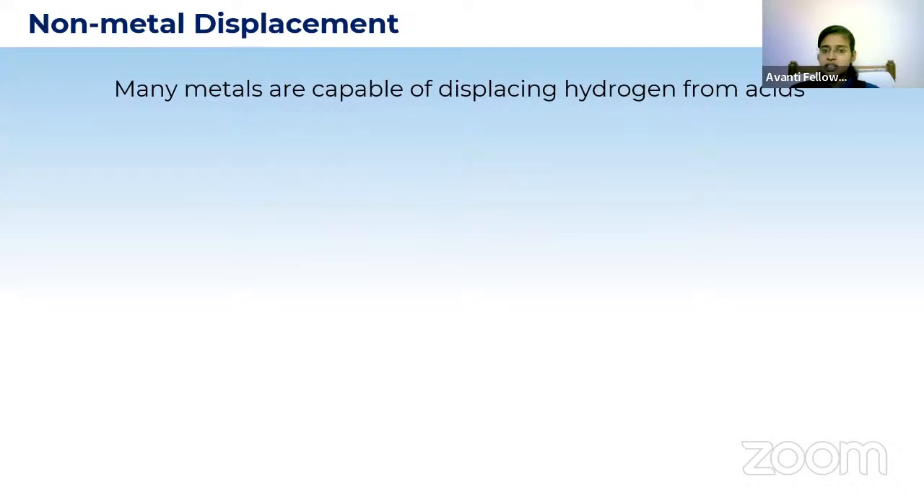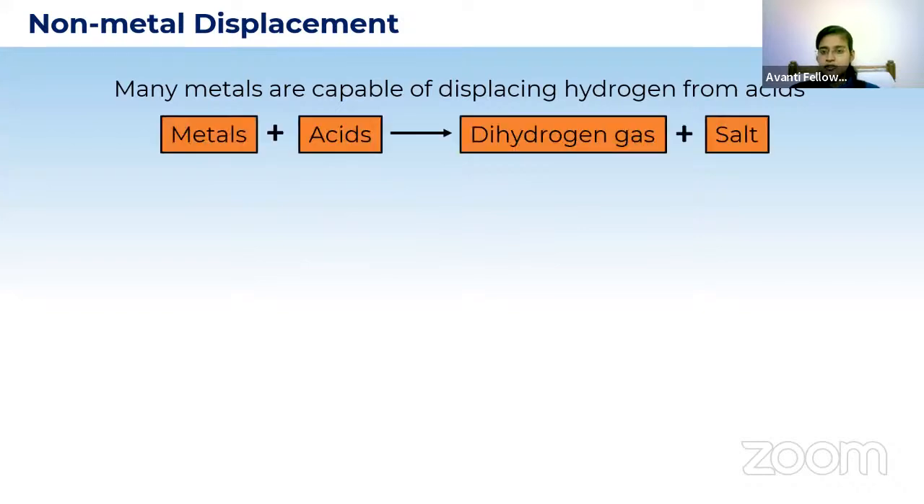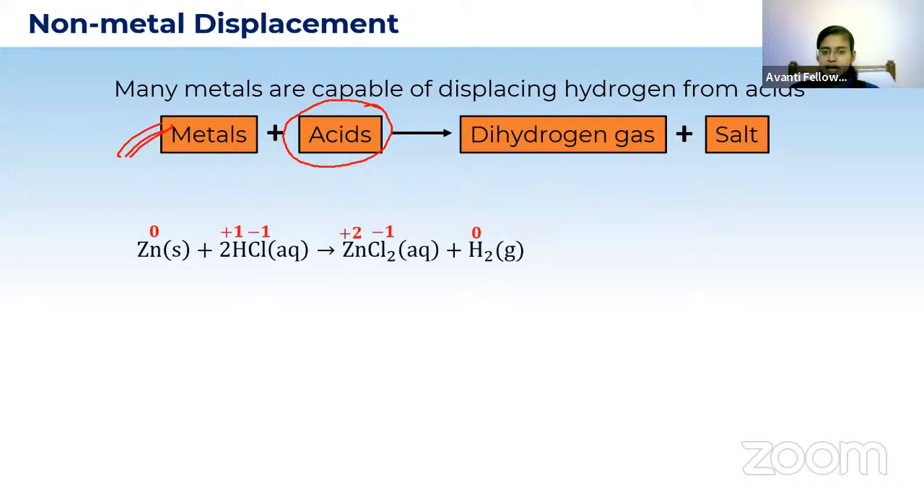So when a metal reacts with acid, it forms dihydrogen gas and salt. Many metals are capable of displacing hydrogen from the acid. Clear? I will give you one example. If I take zinc metal and react it with HCl, hydrochloric acid, it will produce dihydrogen gas and a salt. What is the name of the salt? Zinc chloride. Zinc chloride is the salt.